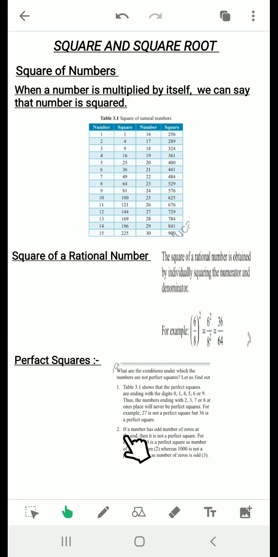And the second property is if a number has an odd number of zeros at the end. Odd number of zeros means if a number has 1 zero, 3 zeros, 5 zeros, 7 zeros at the end, then also it cannot be a perfect square number. It must contain an even number of zeros. It can contain 2 zeros, 4 zeros, 6, 8, like that. So any number ending with an odd number of zeros is not a perfect square number.